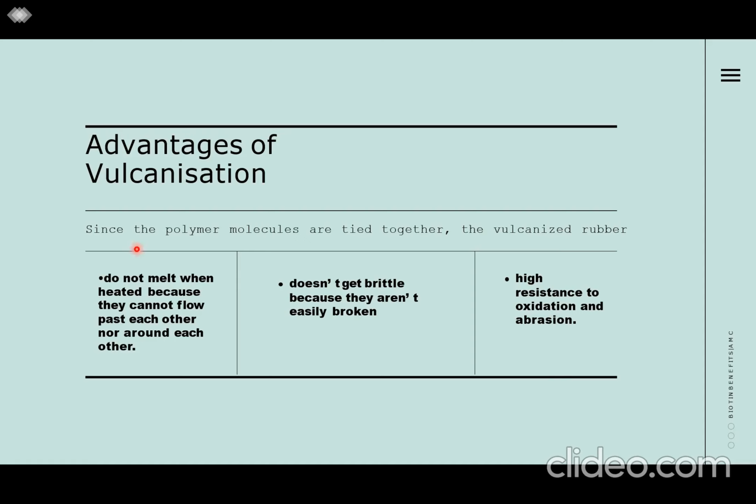So what are the advantages of vulcanization? Since the polymer molecules are tied together, the vulcanized rubber does not melt when heated, because they cannot flow past each other. It also doesn't get brittle because the bonds are strong and do not easily break. It also possesses high resistance to oxidation and abrasion.